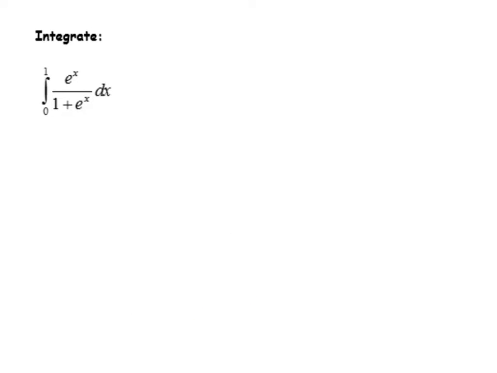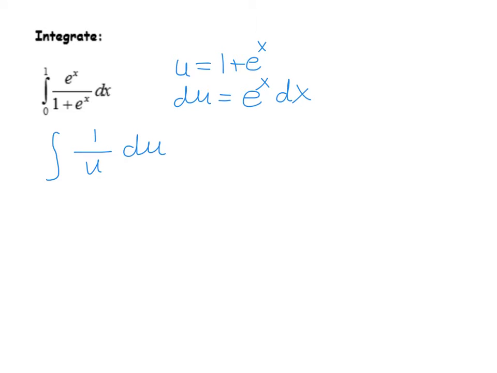So this works for definite integrals as well. And so when we look at this, it looks like we've got a 1 over u situation. So I'm going to let u be the denominator, 1 plus e to the x. du is going to be e to the x dx. So if I rewrite this, I've got 1 over u, and then e to the x dx is du, from 0 to 1. So that's going to get me the natural log of u, which is 1 plus e to the x, and I want to do that from 0 to 1.